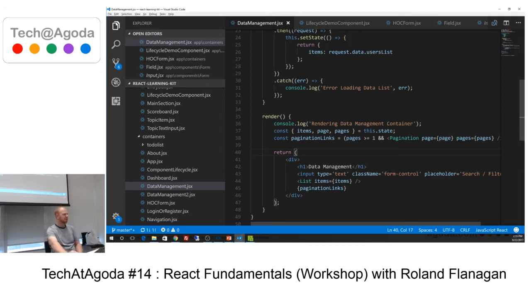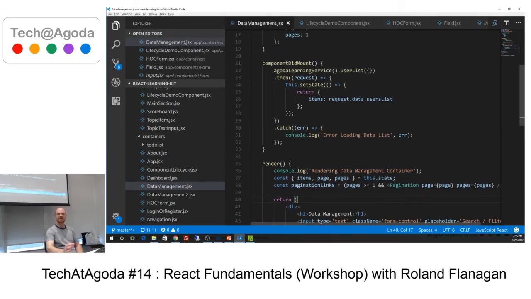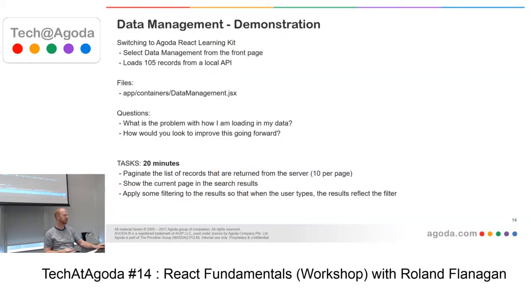So having a look at what I've got here, if you have access to the code, you want to look for the data management container under containers. The actual file location is just visible here: app, containers, data management. And we'll step through this together and we'll go through the logical steps that we're taking.